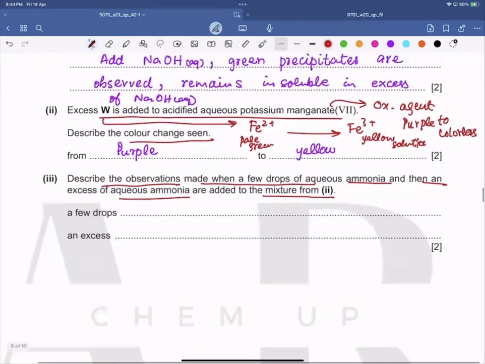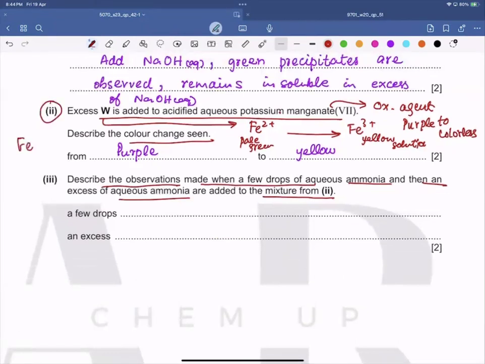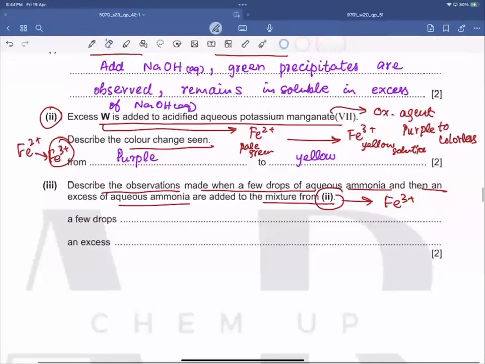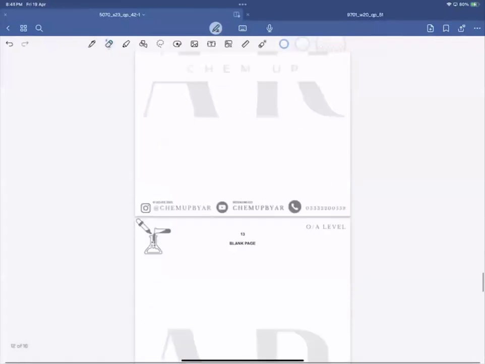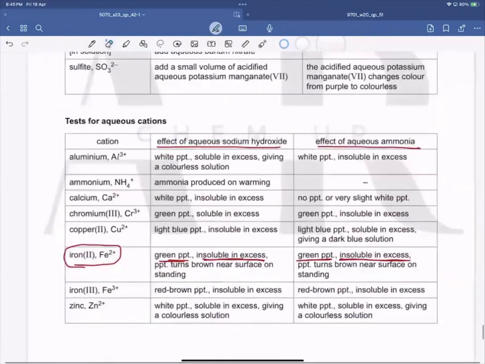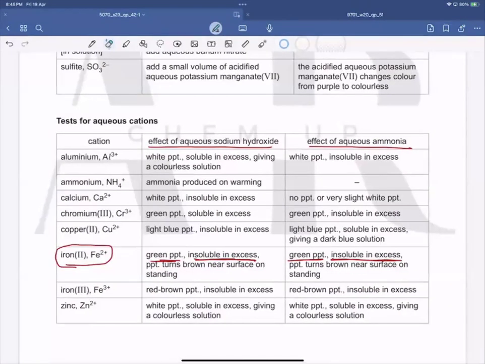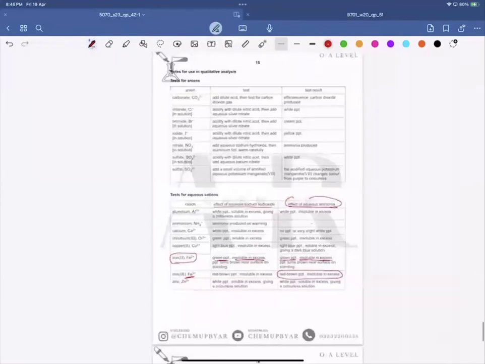Now, in 2, what happens? As we know, iron 2 positive turns into iron 3 positive. Now, in this solution we have iron 3 positive in it. If in this iron 3 positive I add aqueous ammonia, see what will happen. The reddish brown precipitates have been formed. See, if there is iron 3 positive and we are adding aqueous ammonia, the red brown precipitates are insoluble in excess. Yes, very good, Zainab. So is this clear to you?